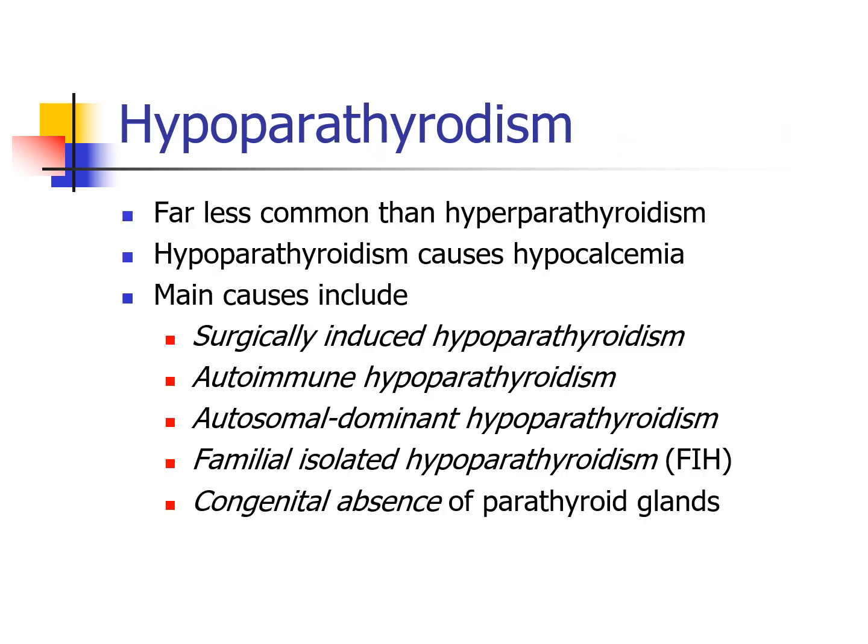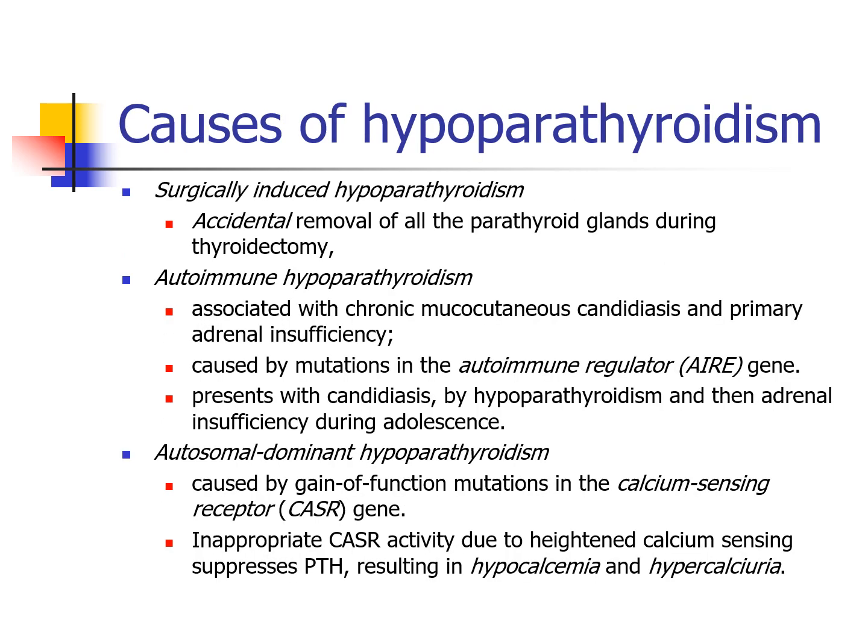Now we move to hypoparathyroidism. This is a far less common condition than hyperparathyroidism. Hypoparathyroidism causes hypocalcemia, and the main causes include surgically induced hypoparathyroidism, autoimmune, autosomal dominant, familial isolated hypoparathyroidism, and congenital absence of parathyroid glands. We go through the causes of hypoparathyroidism.